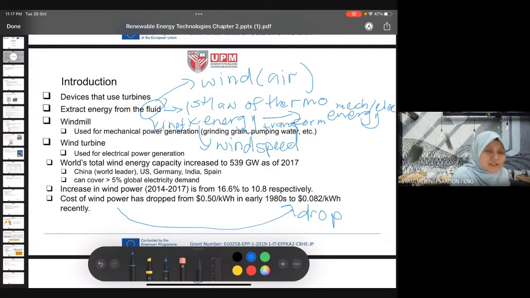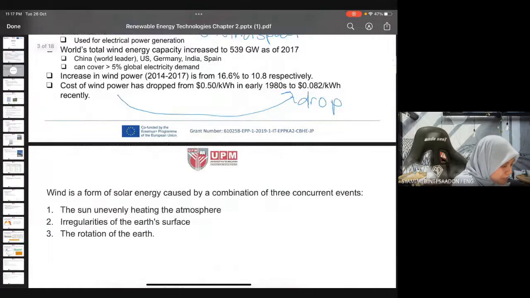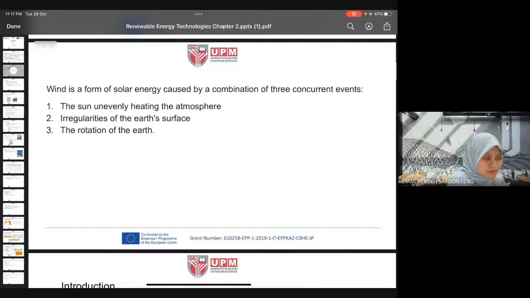The same goes for solar PV. Until recent years, the price has dropped more and more because there are a lot more companies and industries that can produce solar PV. So the price drop means that it is more being used.